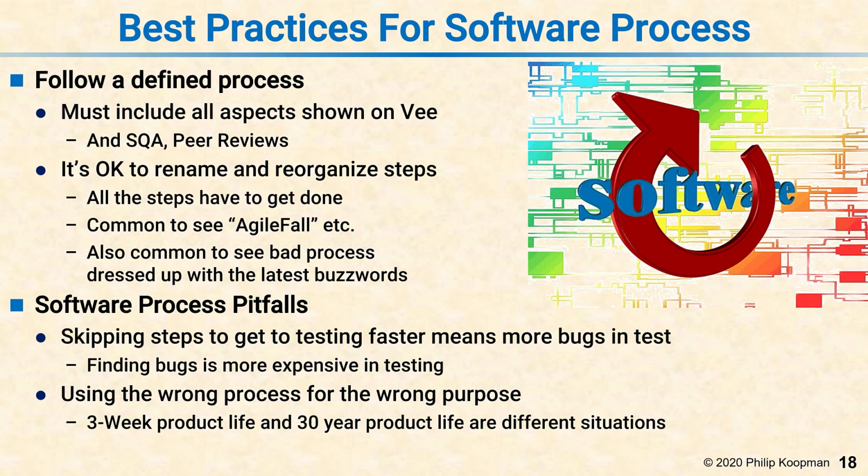Another pitfall is using the wrong process because it's not a fit for what you're doing. If you have a 3-week or 3-month product life, that's an entirely different situation than a 30-year product life, and your process needs to reflect it, because don't forget, the process doesn't end when you ship the product. After you ship the product, you still have to fix bugs and deal with lifecycle support. The amount of formality in the process you execute when designing can support or undermine your ability to support the lifecycle after deployment.